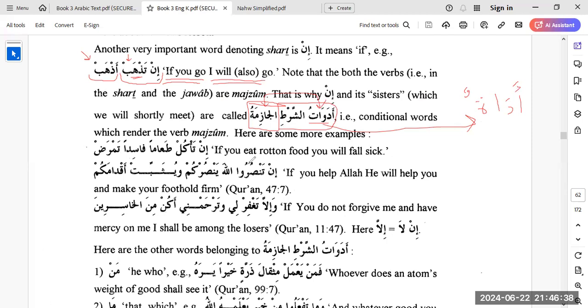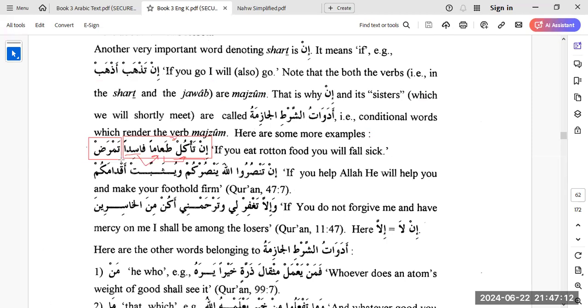Let's look at the examples of in only. So you have an example here. In ta'kul. Ta'kul is majzoom. And ta'aman is the mafulun bihi of this. And fasidan is again mansub, so this is the nat of this. So this is our shart. In ta'kul ta'aman fasidan: if you eat rotten food, tamrad, you will fall ill.